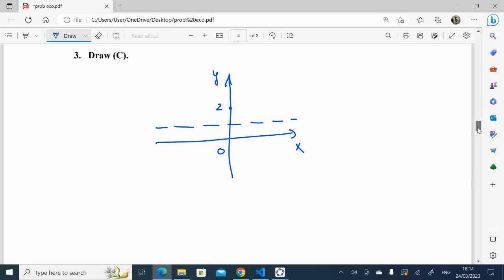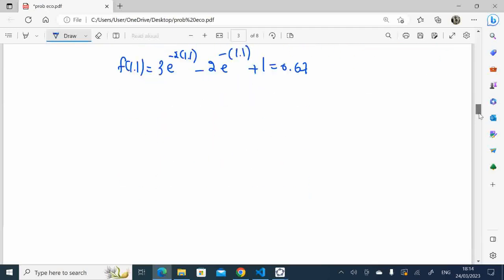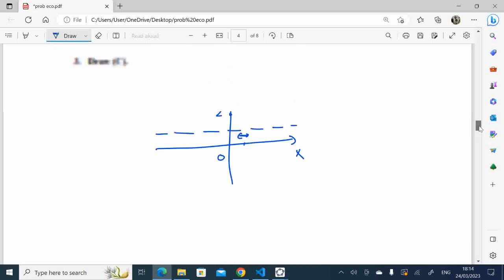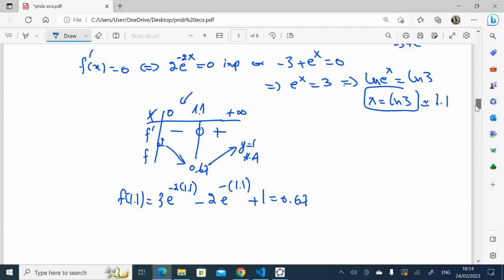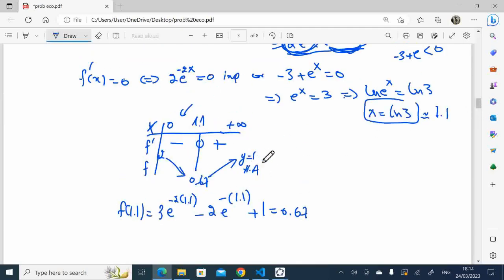It will go, we have here a minimum at (1.1, 0.67). So here, this is 1.1, somewhere here, 0.67, it's below the horizontal. So the graph will decrease from 0 till the minimum, which is (1.1, 0.67), and will increase again to the horizontal asymptote, okay. It will increase to the horizontal asymptote.